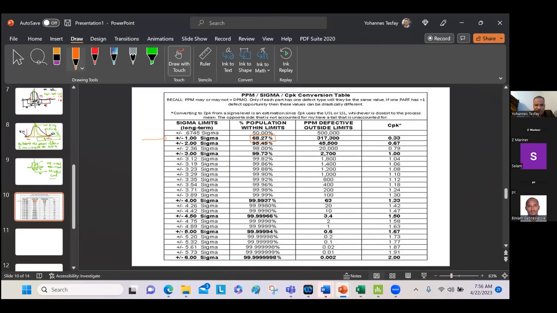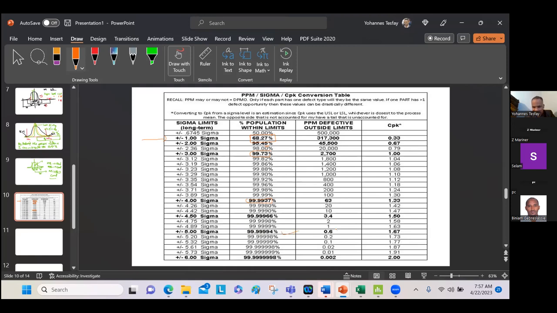Okay. If it is 2 sigma, 95.45% are good. The rest is bad. If it is 3 sigma, 99.73% are good. You see? If it is like 4 sigma, 99.999937% are good. What about like 5 sigma? 99.99994% are good, the rest is bad.